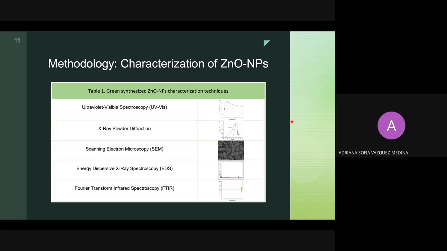Sayomi will further explain the characterization of the zinc oxide nanoparticles, but to give you an overview, the techniques that they employed to characterize the zinc oxide nanoparticles synthesized were UV spectroscopy, X-ray powder diffraction, the SEM electron microscopy, energy dispersive X-ray spectroscopy, and the FTIR to assay the functional groups and the connectivity in the nanoparticle produced.